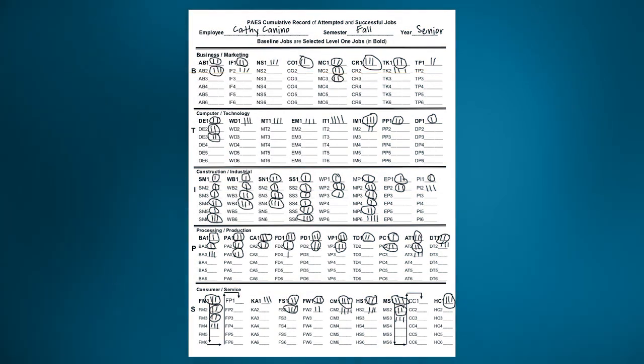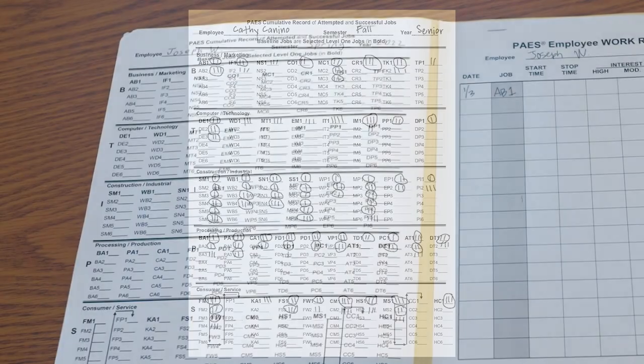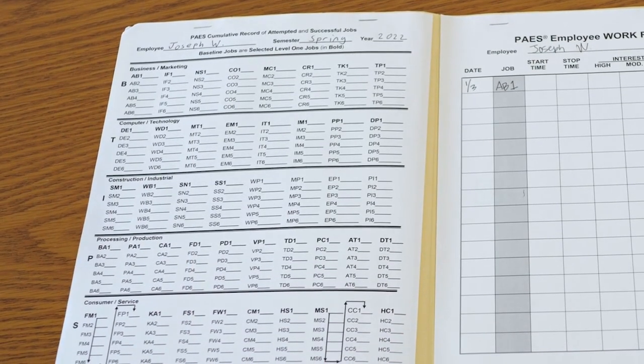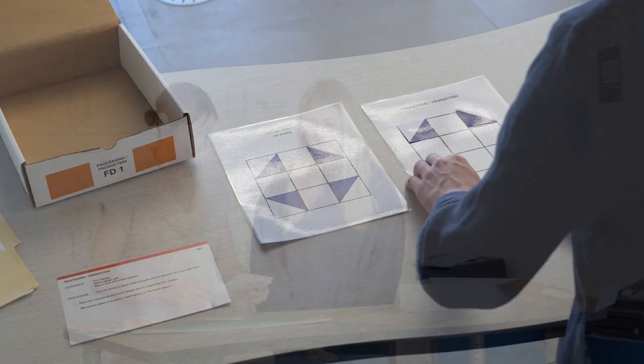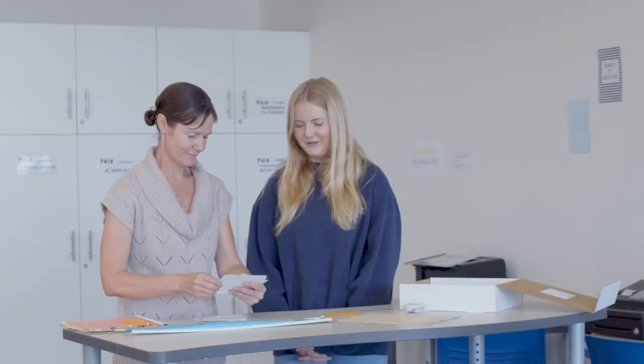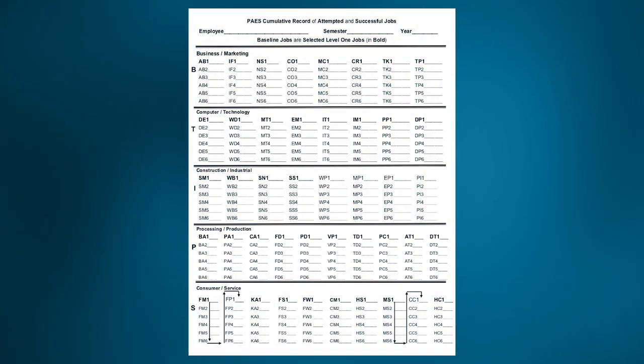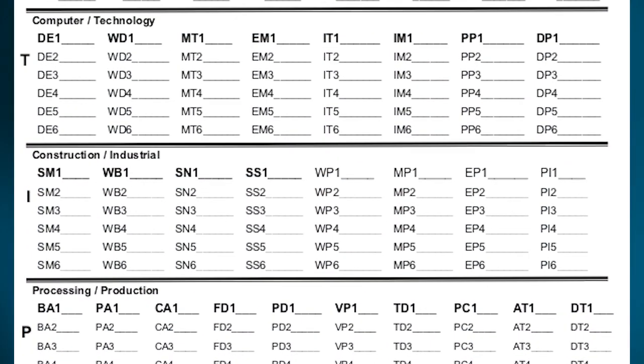This is a sample PAES cumulative record. We've reviewed this form in previous videos, but let's go into it in detail. Each employee has a cumulative record form in their employee work folder. The cumulative record documents which PAES jobs have been attempted and which jobs have been performed correctly by each employee. As we covered before, every tally next to a job code represents one trial, or attempt, to complete the job. When jobs are performed correctly, all the tallies on that job get a circle around them.